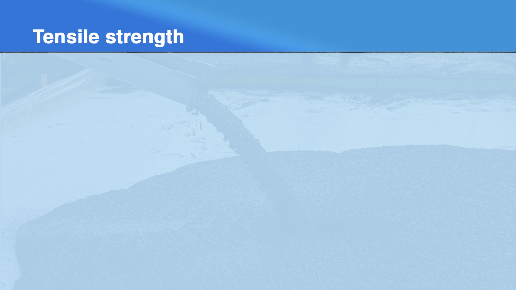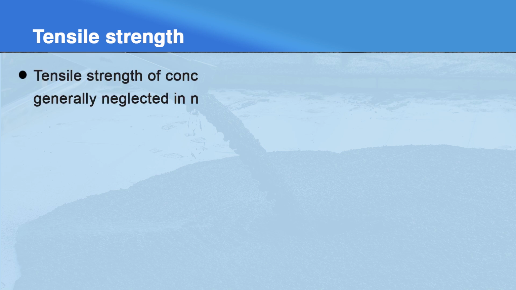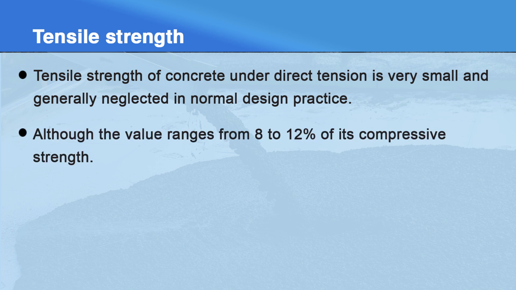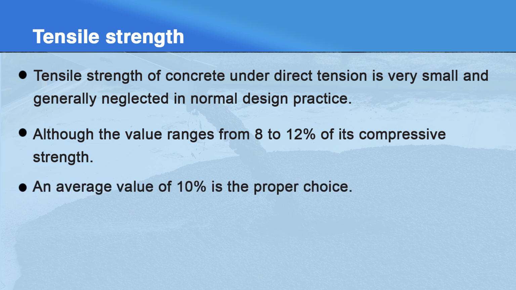Let us discuss tensile strength. Tensile strength of concrete under direct tension is very small and generally neglected in normal design practice. Although the value ranges from 10 to 15% of its compressive strength, an average value of 10% is the proper choice.